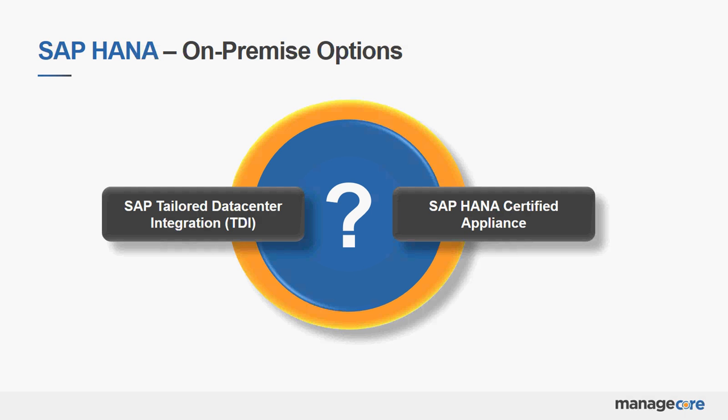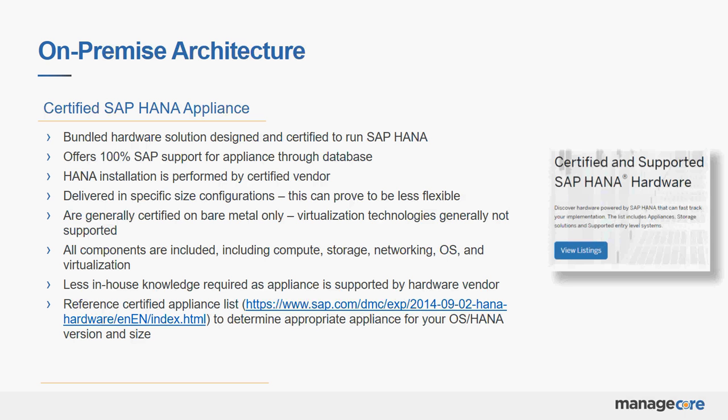Now we'll start off with the few on-prem options, mainly the TDI and the HANA certified appliance options. And we'll get into the HANA appliance option first. So I'll talk about really what is the HANA appliance and how does it differ from a TDI model. Now, HANA appliance is a bundled hardware solution certified to run SAP, and SAP offers 100% support for that appliance.